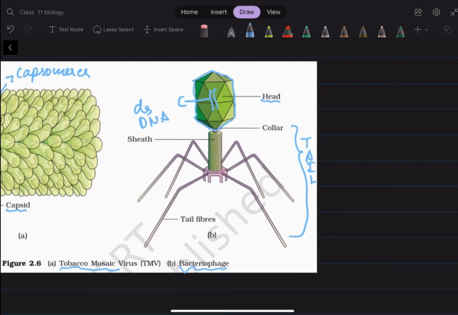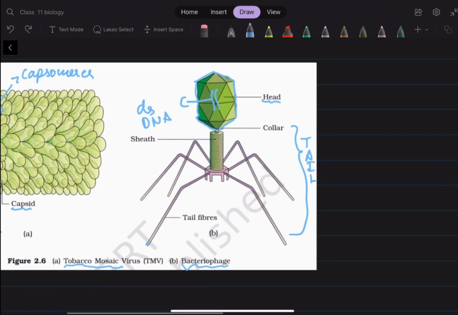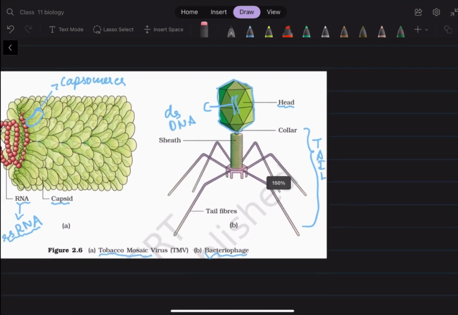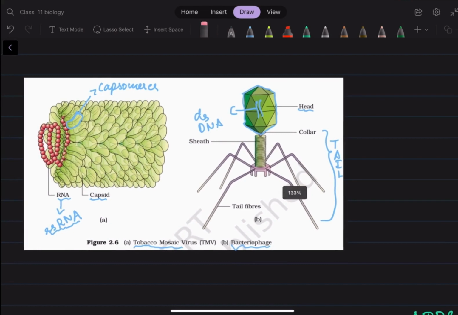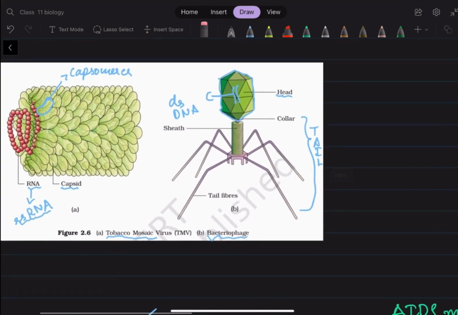There is a cylindrical part here which is called the sheath, and the connection between the head and the sheath is called the collar. Here you can see long slender fibers. These long slender fibers help the virus attach itself to the wall of the bacteria, and these are called the tail fibers. So this was about the two famous viruses.